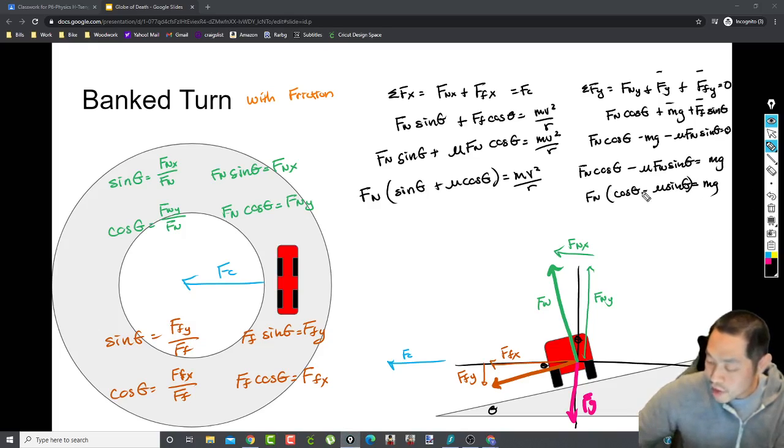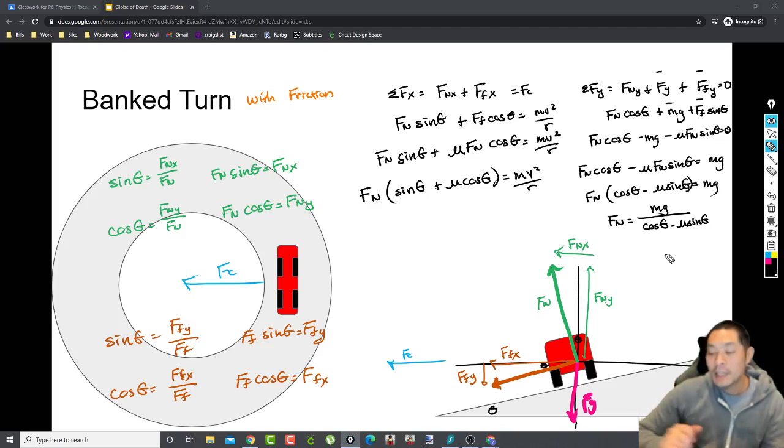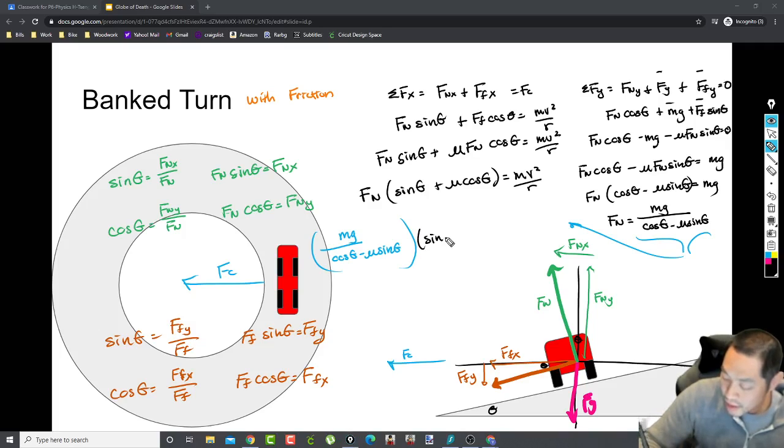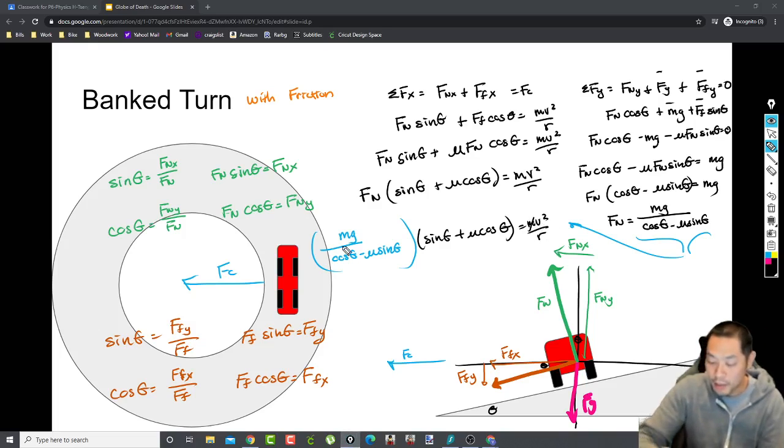Now I'm going to move this over to the other side. So Fn is equal to mg divided by cosine theta minus mu sine theta. Ooh, all done. So now I have two equations with Fn. I'm going to substitute one in. So I'm going to take this thing, move it over to the other side. So mg over cosine theta minus mu sine theta times our original sine theta plus mu cosine theta equals mv squared over r. So as before, m's always cancel out.